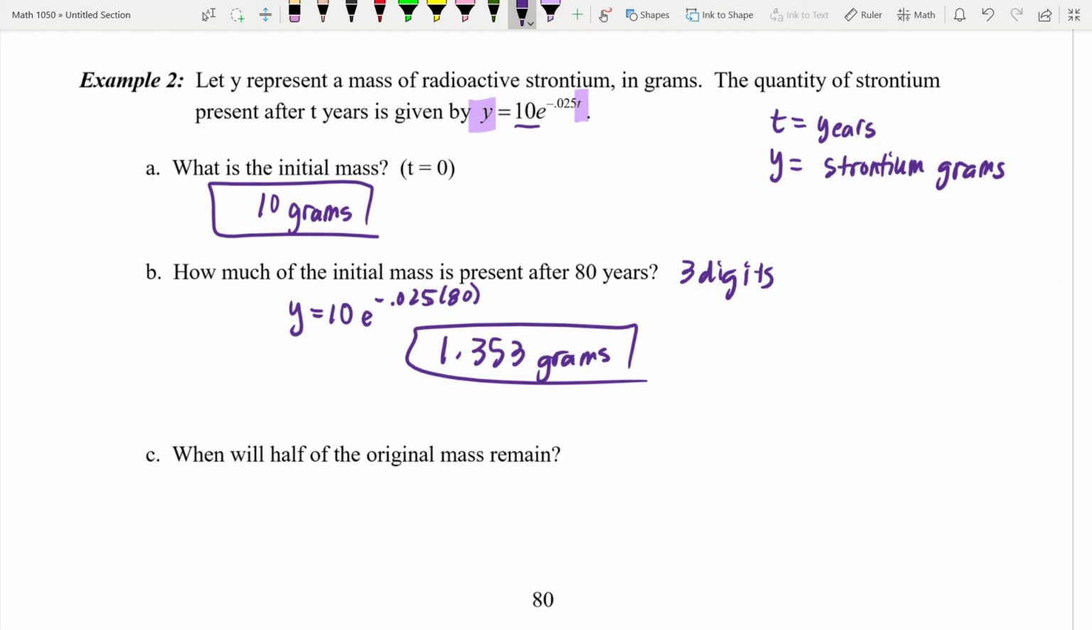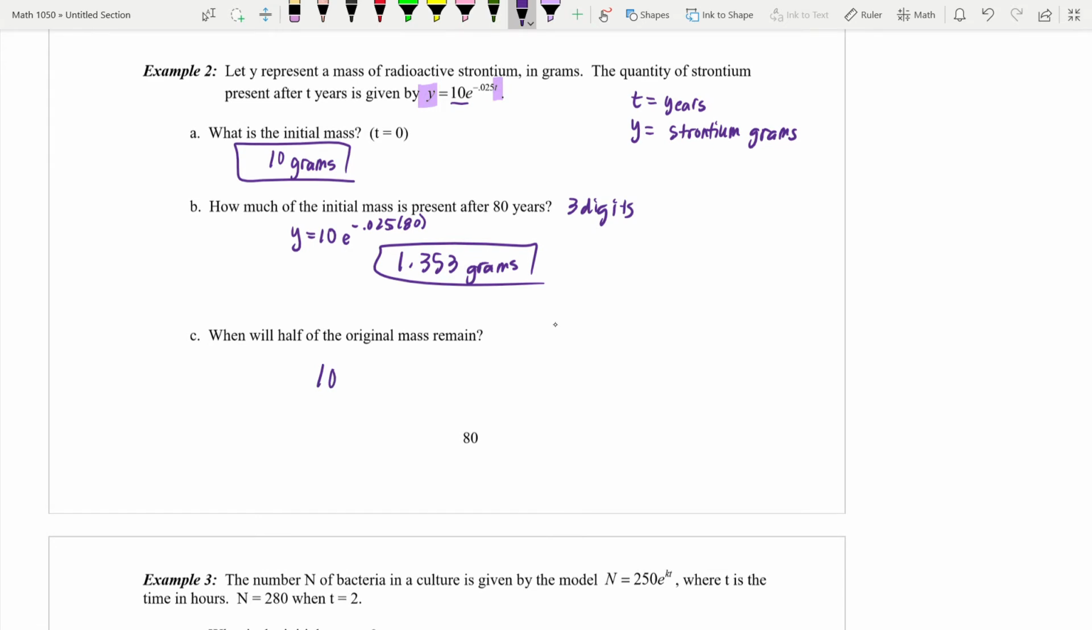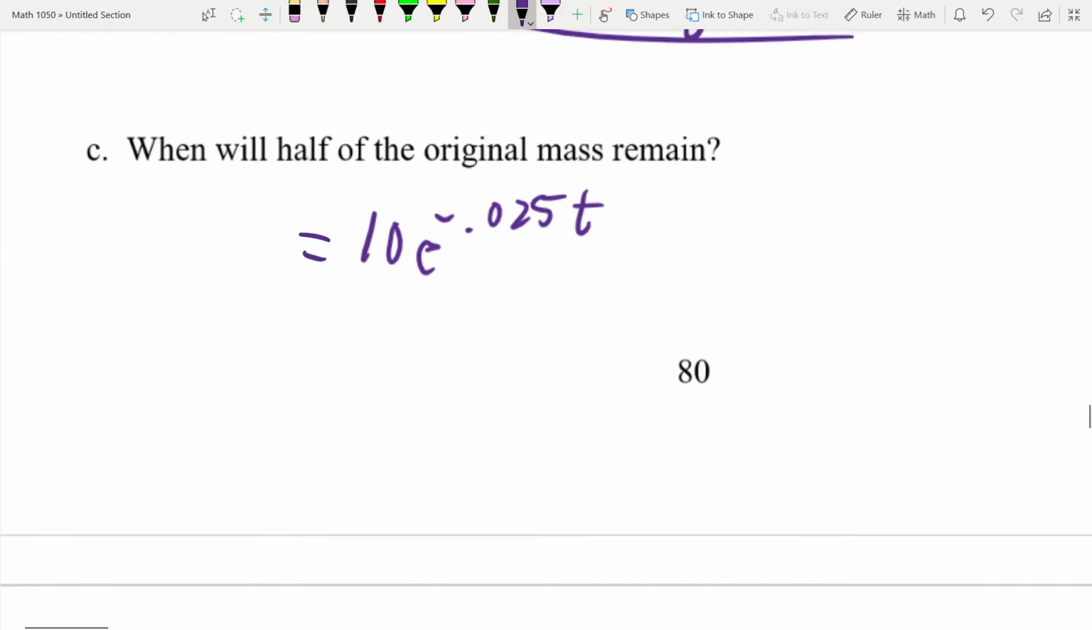Okay. Question C. When will half remain? Okay. So they're asking when. So I know they're asking for time. So I'm going to go 10e to the negative 0.025 t is equal to. Now, somebody tell me what number I put on the other side. Put 5.